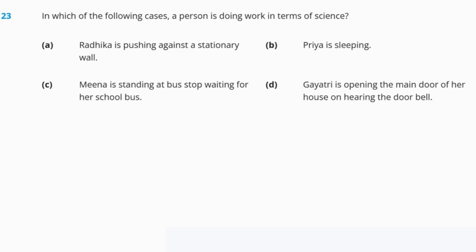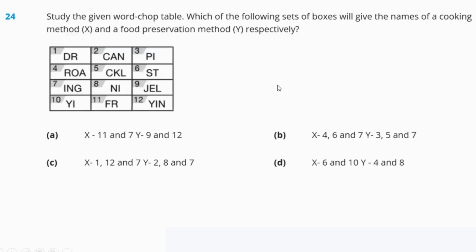Question number 23. In which of the following cases is a person doing work in terms of science? Here, if something is moving, if some displacement is there, then we call the work is being done. If Radhika is pushing against the stationary wall, nothing is happening. While sleeping, nothing is happening. When we are standing, nothing is happening. But Gayatri is opening the main door, that is the work to be done.